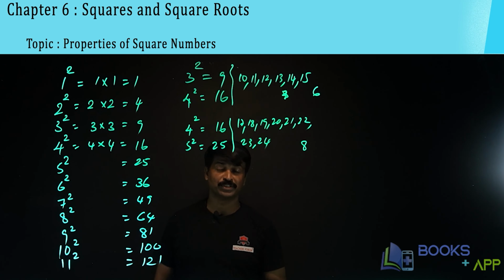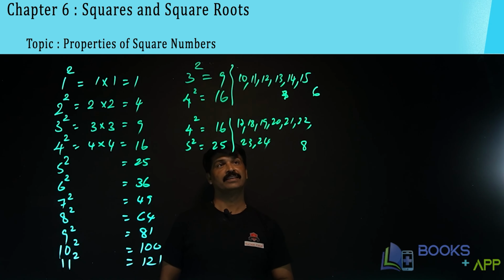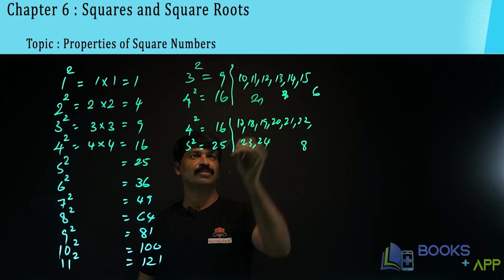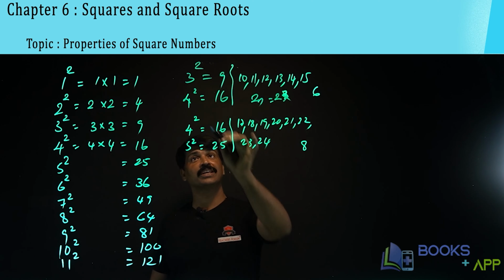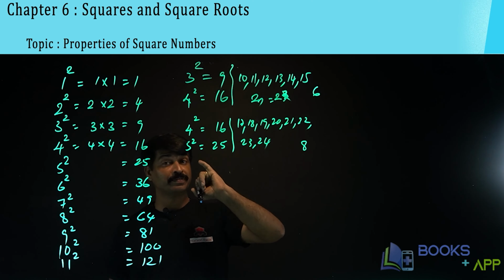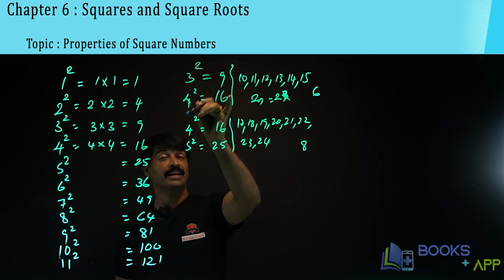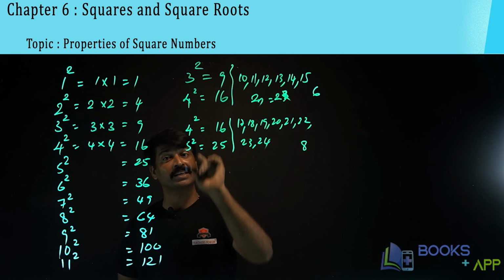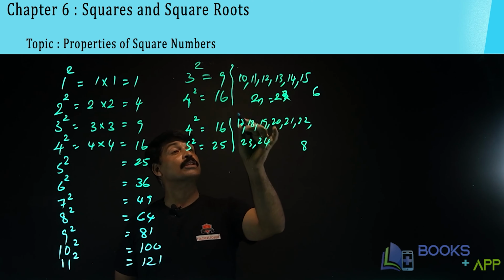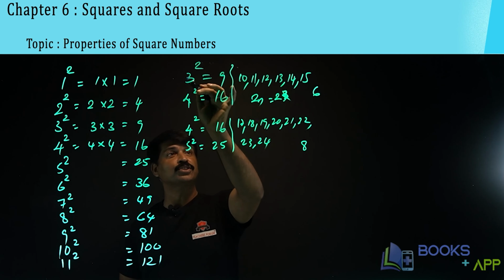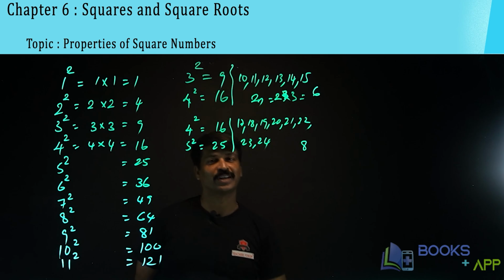squares of any two numbers? Yes, there is a formula, that is 2n. What is that? 2n. That is 2 into n. You see here how many non-perfect squares are between 3 square and 4 square. So this first number is known as n. The second number is n plus 1, the next number. So the formula is 2n. 2 into 3, that is 6 are there.